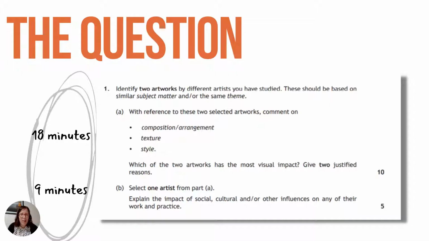So here is a question 1 with part A and part B. I would recommend that you spend about 18 minutes on part A. It's worth 10 marks. On part B, the influences question, I would recommend that you spend about 9 minutes reading over and writing out your response to the things which have influenced the artist. Let's break this down and look at this in a little bit more detail.